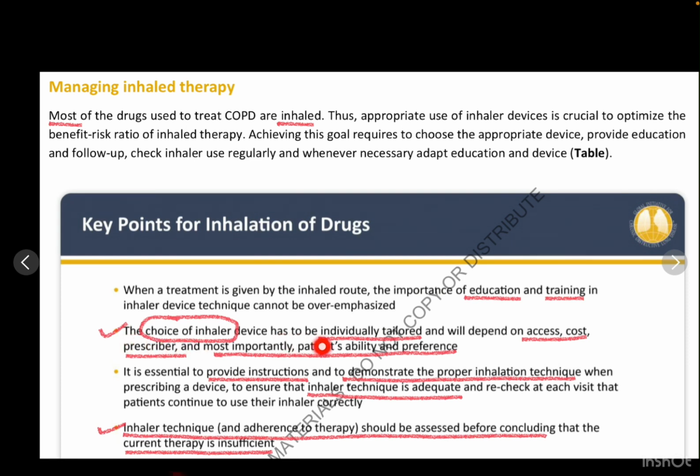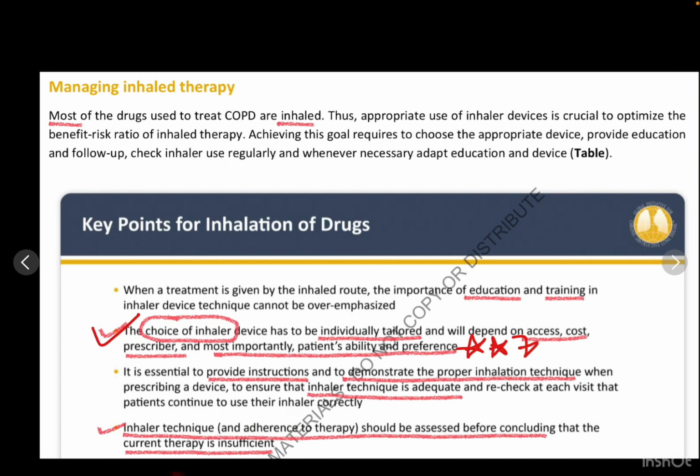The choice of inhaler device has to be individually tailored and will depend on accessibility, cost, prescriber, and most importantly the patient's ability and preference, whether the patient wants it and can use it or not. So we have to address the choice of inhaler. It is essential to provide instruction and demonstrate the proper inhalational technique when prescribing a device, to ensure the inhaler technique is adequate, and to recheck at each visit that the patient continues to use their inhaler correctly.